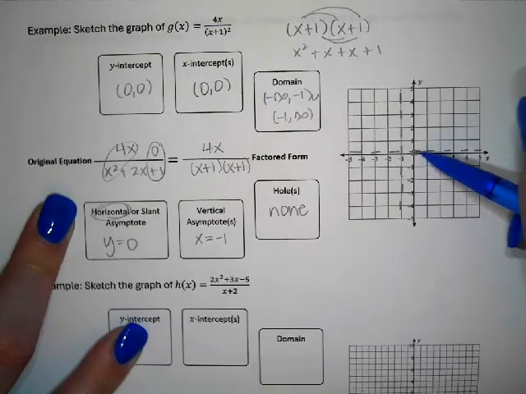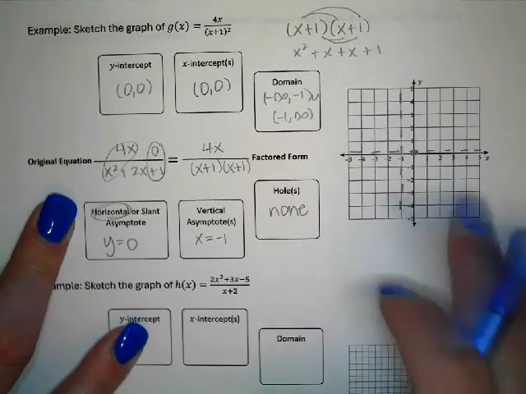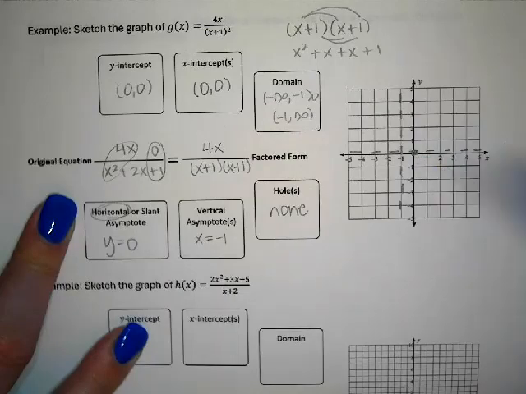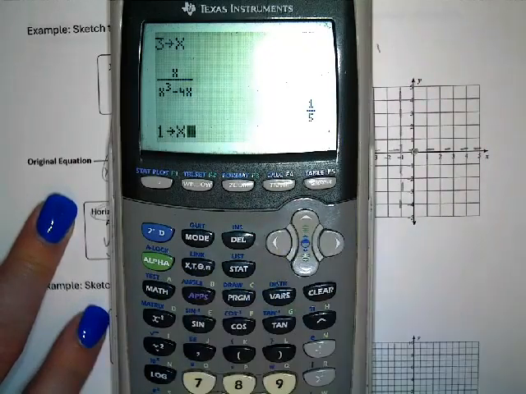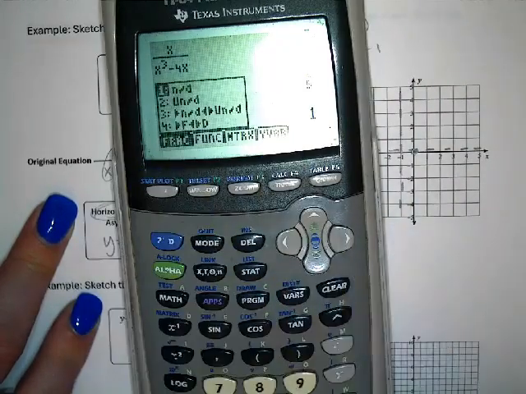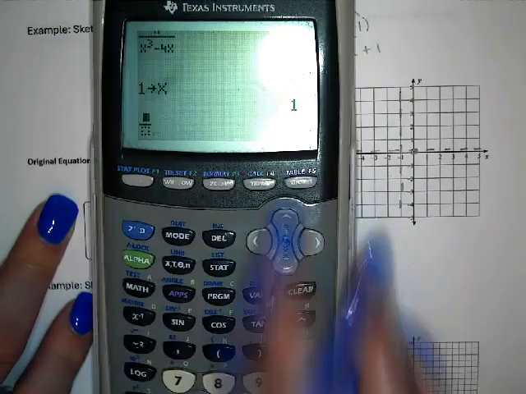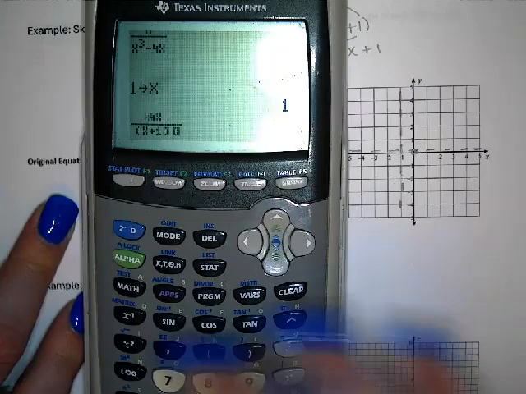I need to find some other points because right now I know that I should have the curve going closer to the asymptote. I just don't really know how it should look. So I'm going to plug in 1. And it was 4x over (x plus 1) squared. Okay, so when I plugged in 1, I got 1.